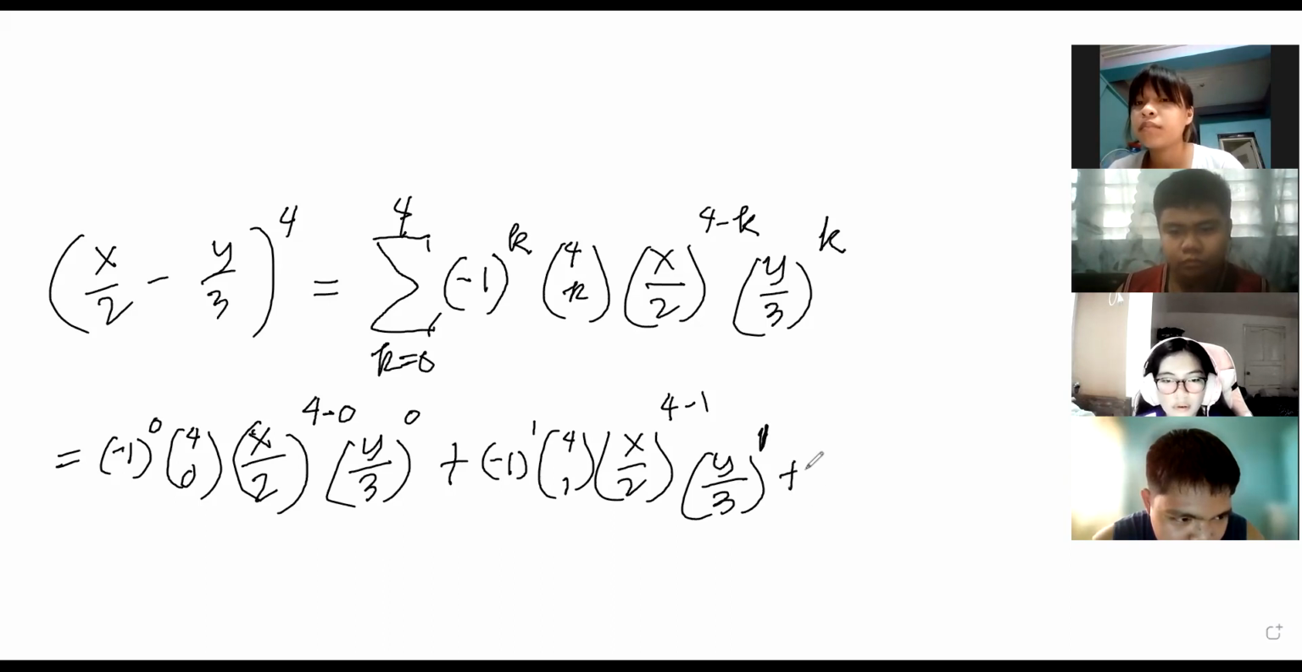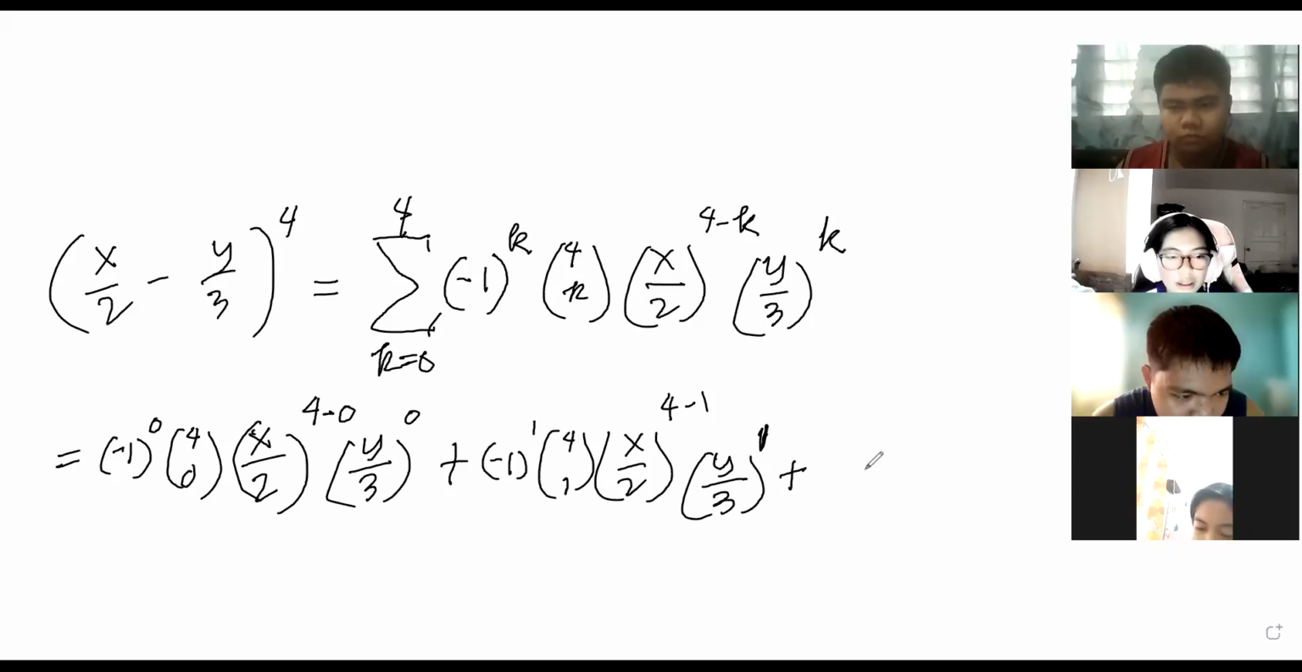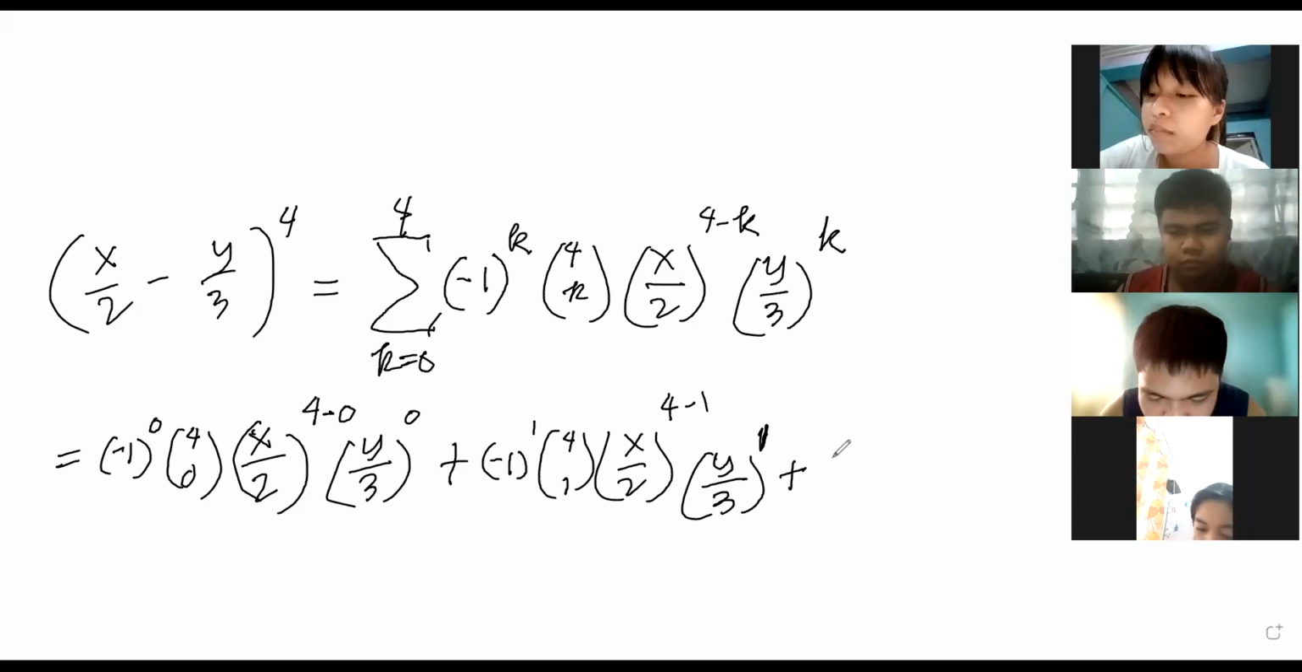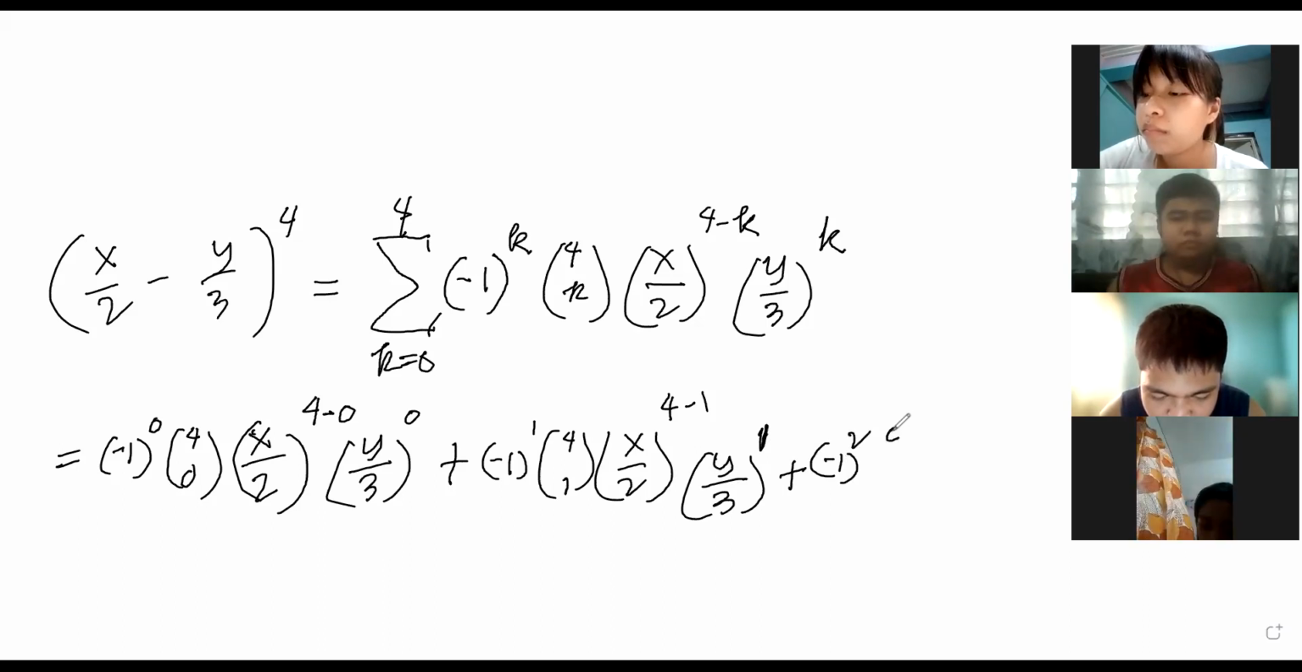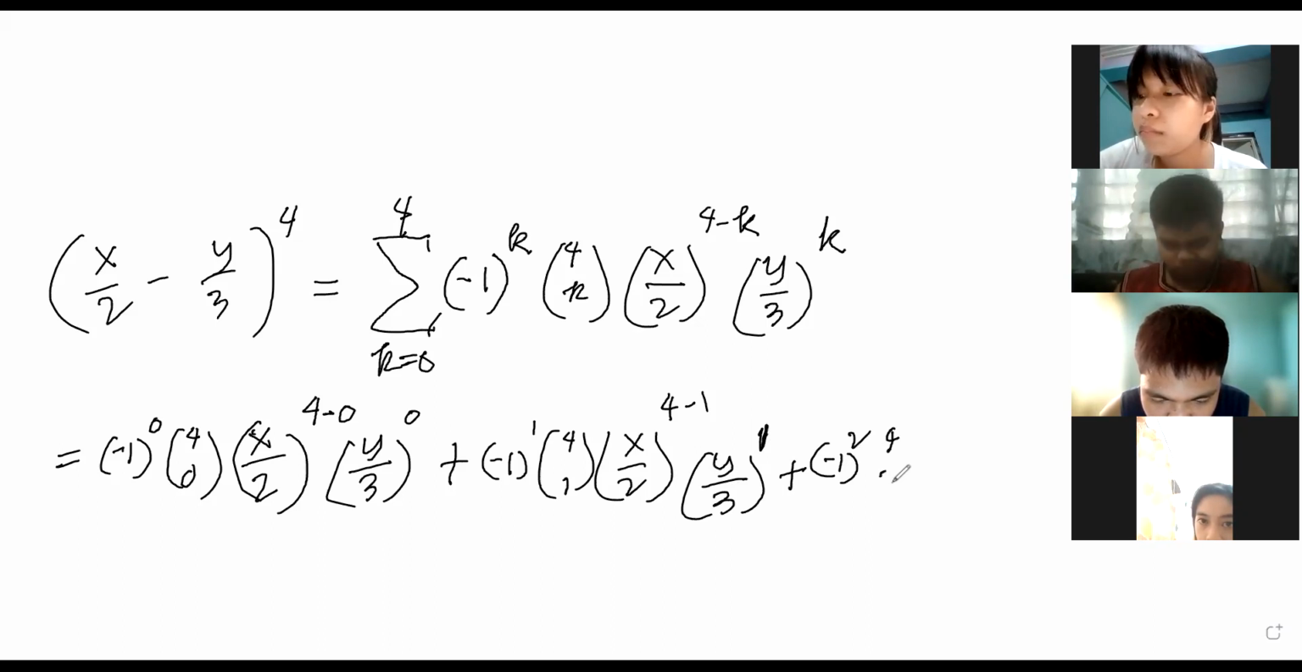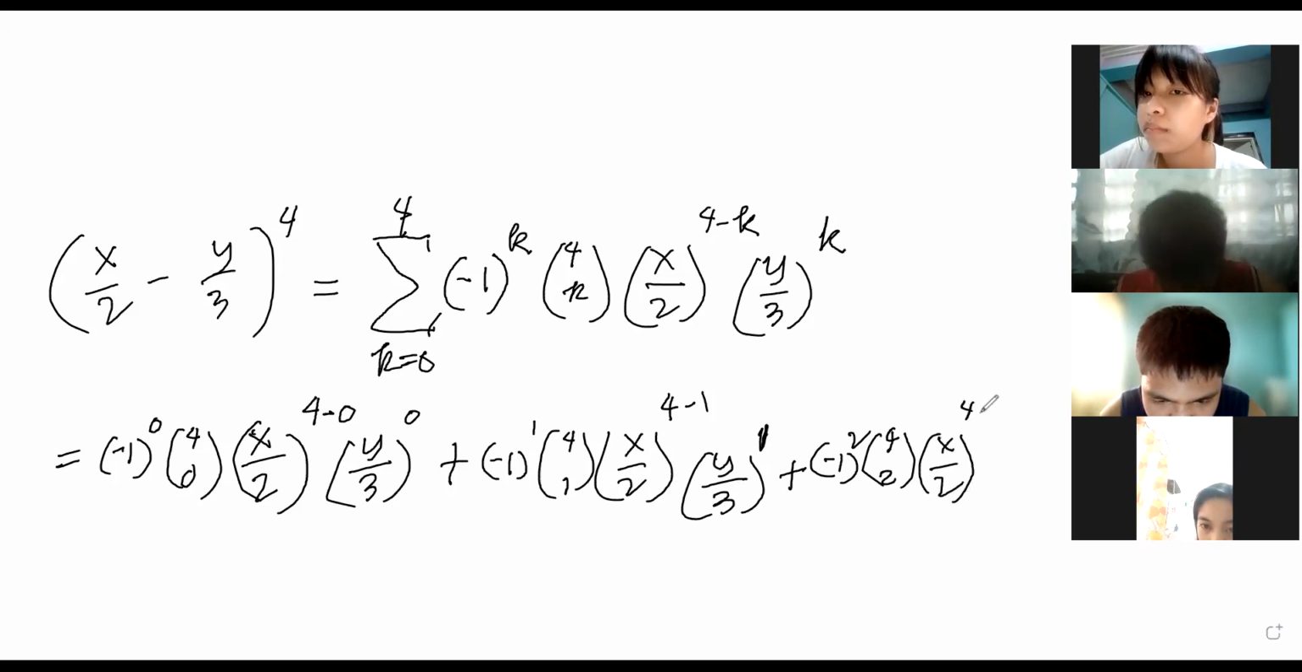What's the next term? Negative 1 to the power of 2. Then 4 taken 2. And then x over 2 to the power of 4 minus 2. Correct. Then y over 3 to the power of 2. Next. Very good.